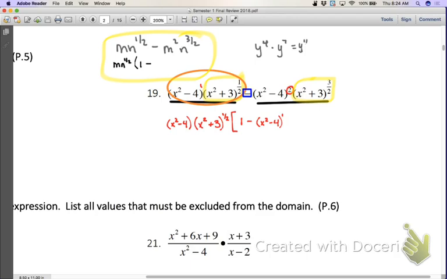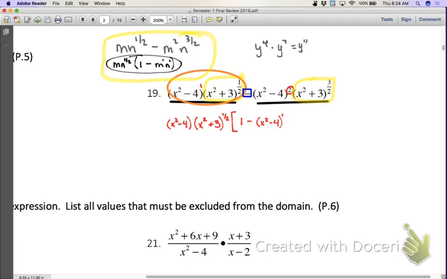Because, what would you do on the one that's in the yellow box? You would just go m to the first, right? And then what do you have to do? What plus 1/2 gives you 3/2? 1. 2/2 is just 1, so it'd just be n to the first power, right? That would be how you would factor it.